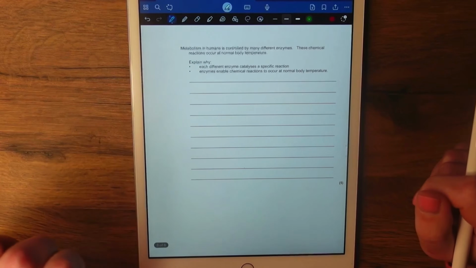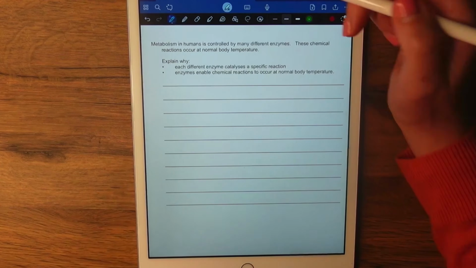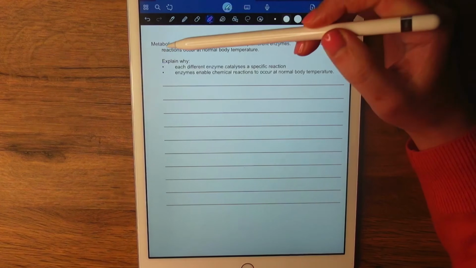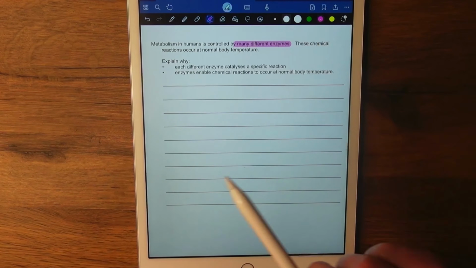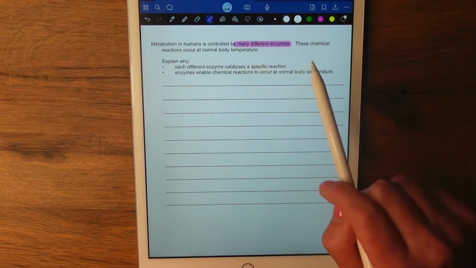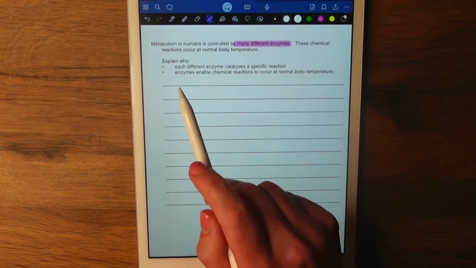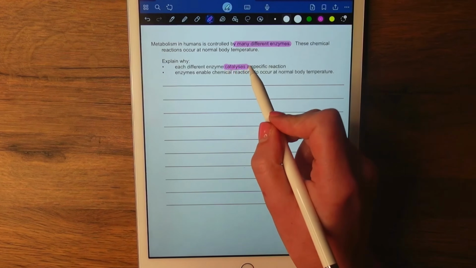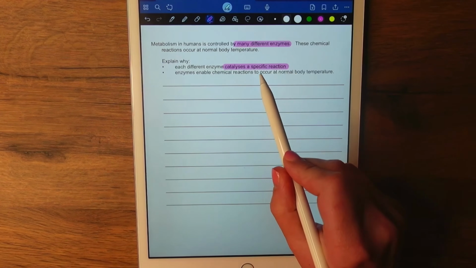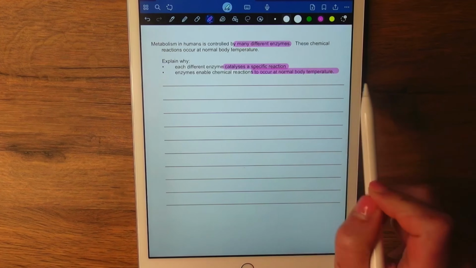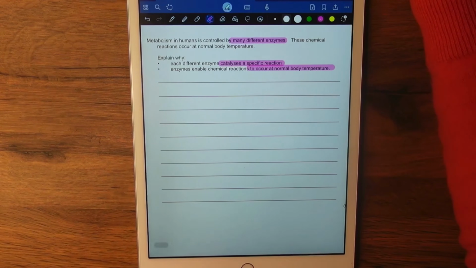Okay, let's go on to an exam question. So this time we're thinking about enzymes again. This is an application one. We're told that metabolism in humans is controlled by many different enzymes. These chemical reactions occur at normal body temperature, and we need to explain why each different enzyme catalyzes a specific reaction and why enzymes enable chemical reactions to occur at normal body temperature. 5 marks. So this one is a 5-mark question.